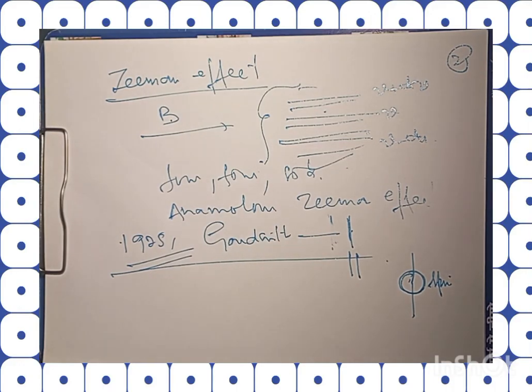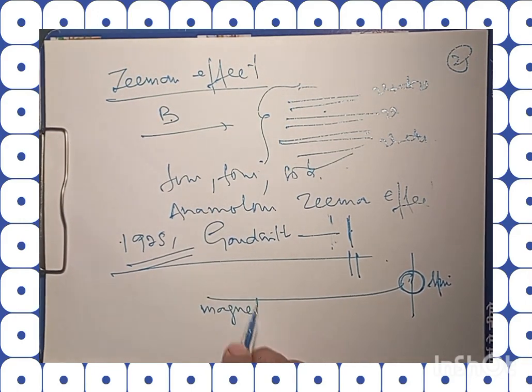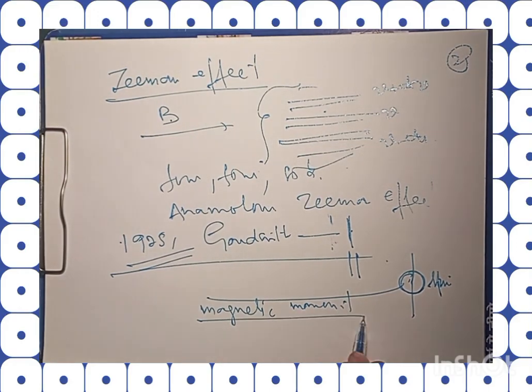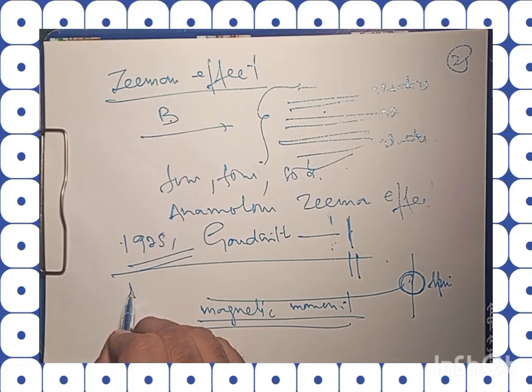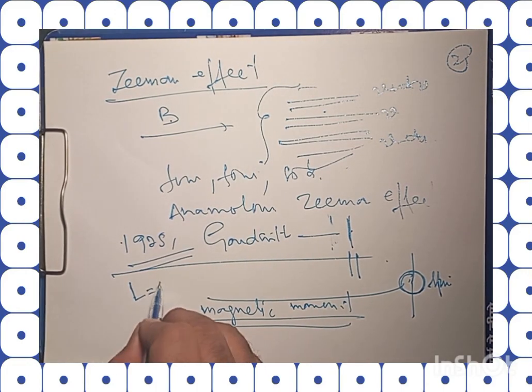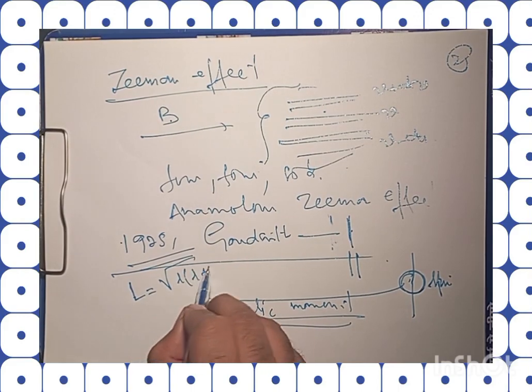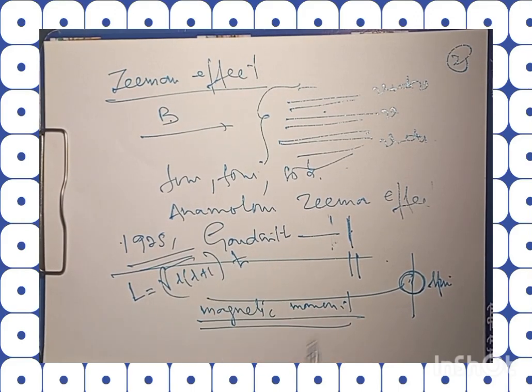This intrinsic angular momentum is associated with the magnetic moment of this electron. If you rightly remember, we had a relation between the orbital quantum number and the orbital angular momentum as the square root of L times L plus 1, then h-bar.